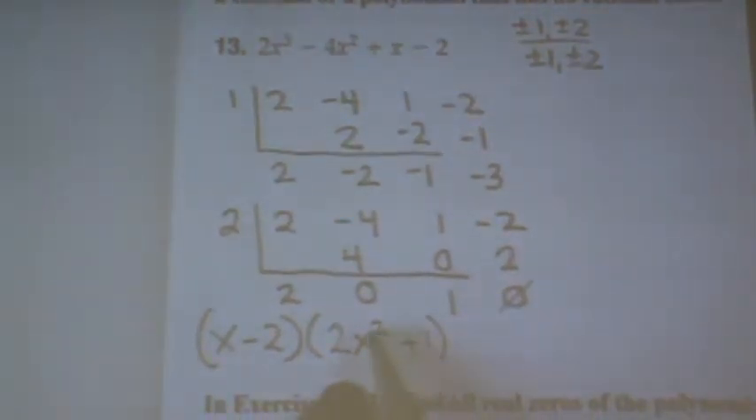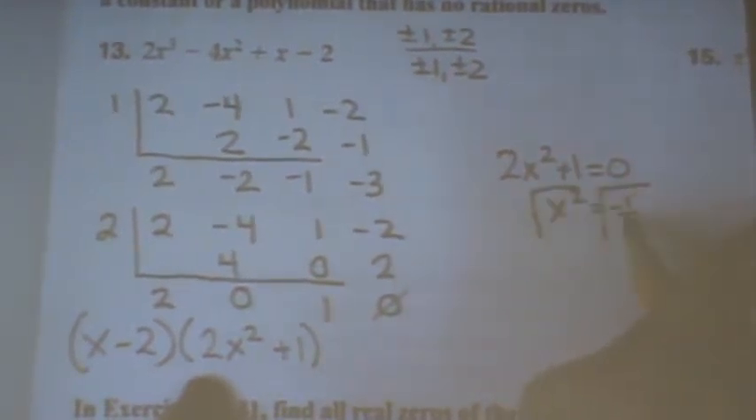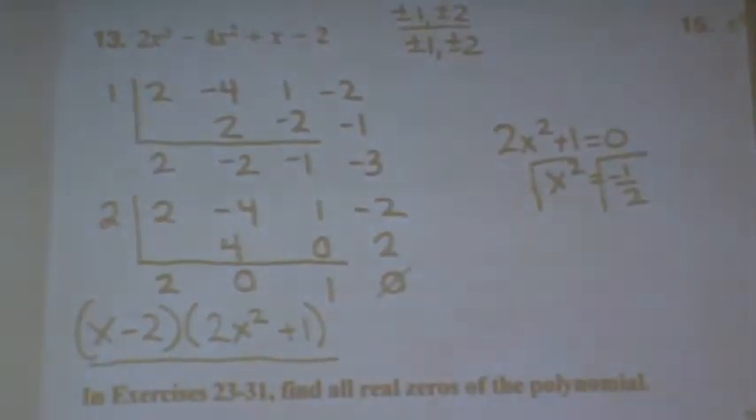How you would try to factor this, 2x squared plus 1 equals 0, is you would subtract 1 and divide by 2. You get x squared equals negative 1/2. But when you square root this, you see that this is negative, so these are not going to give you real solutions. So in factored form, this is factored for you, it's done.